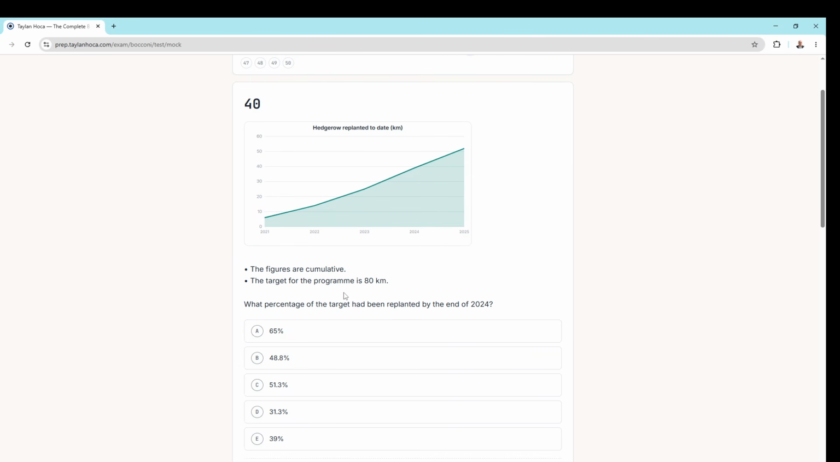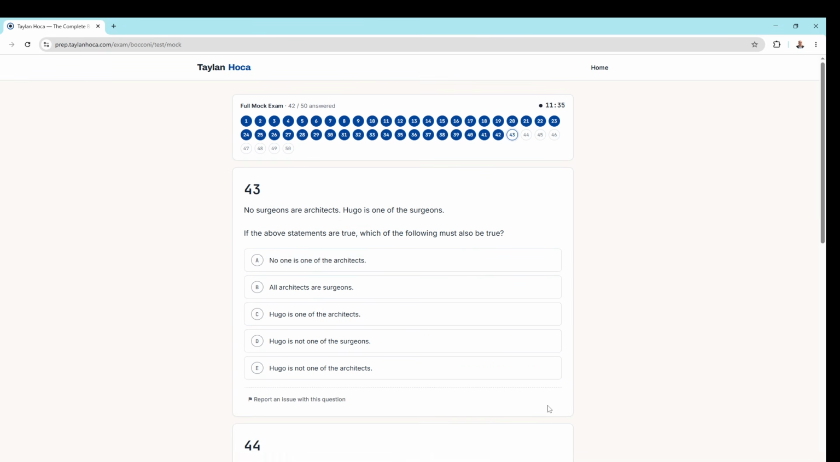Figures are cumulative. The target for the program is 80 kilometers. What percentage of the target had been replanted by 2024? What percentage of hedgerow replanted to date? It's like 40, but just below 40. Since it's below 40 but very close to 40, I will say this percent because it's just below 50.